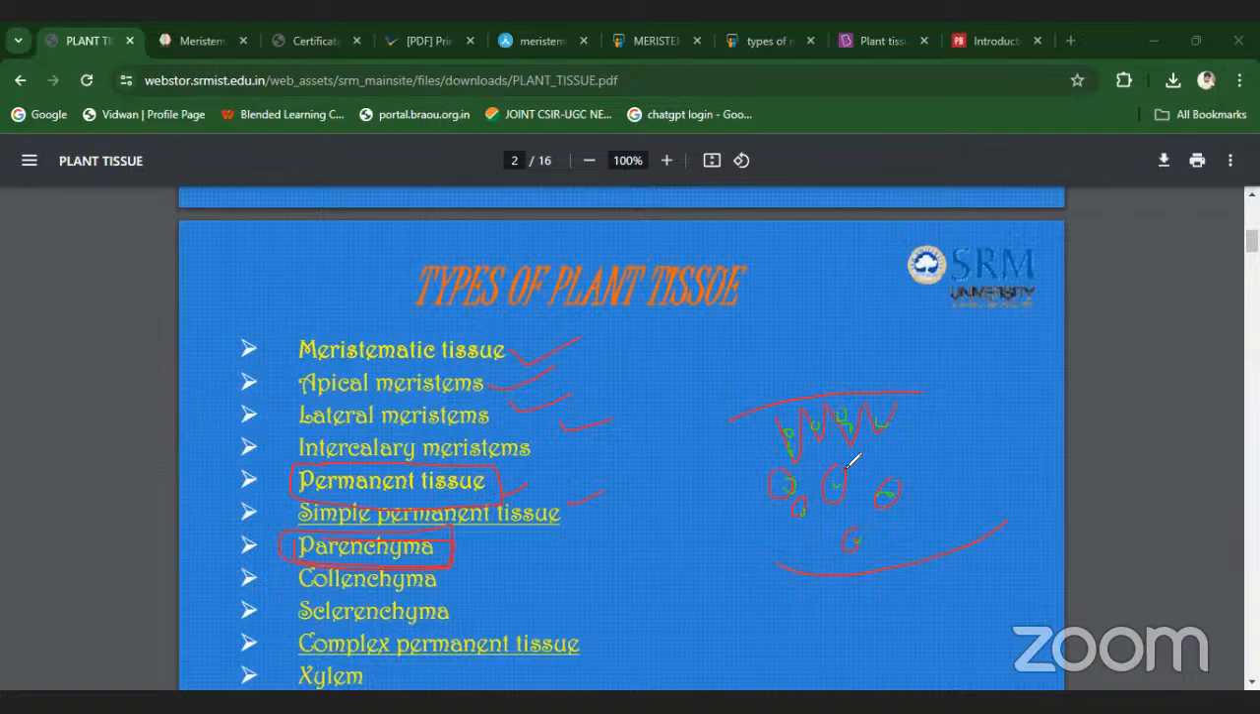Tomorrow we will complete sclerenchyma, sclereids and fibers, xylem and phloem, all.